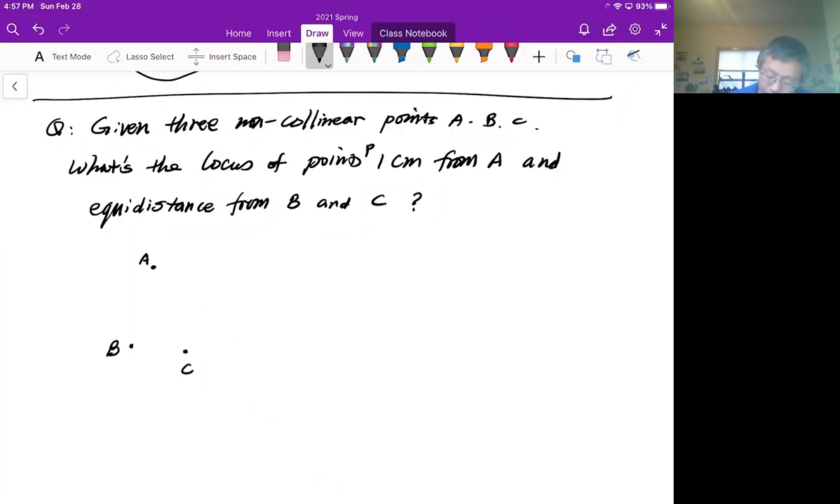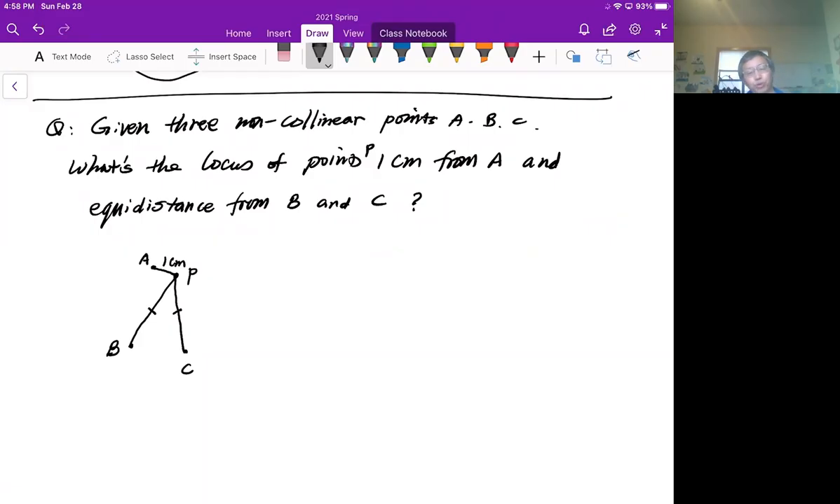So what does that mean? Suppose it's a P here. The distance from A to P is 1 centimeter. That's one thing. Another thing is that P has the same distance to B and C. So the distance from P to B and the distance from P to C are the same. Does everyone understand my question?